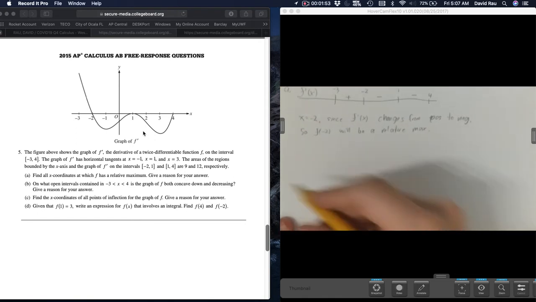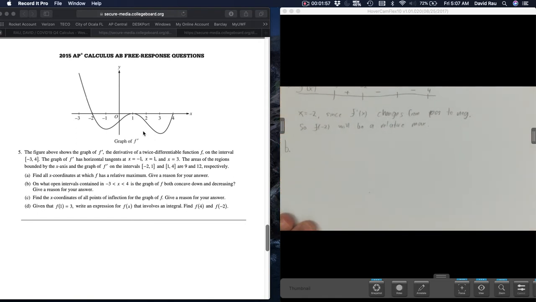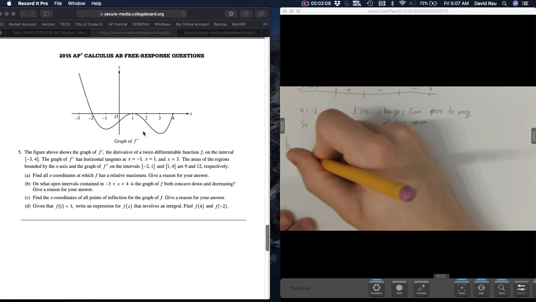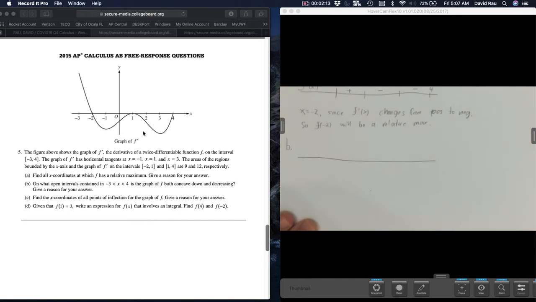All right, part B. Part B, on what open intervals is our graph concave up and decreasing? Okay, well, we still need to analyze our slope here. Let me see here. How can I know? Just reading through the rest of what they gave me.